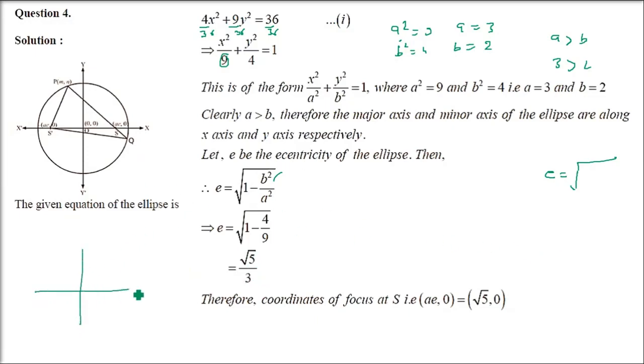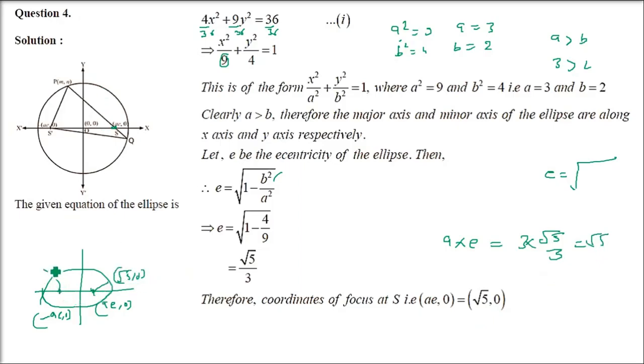And we know that for any horizontal ellipse, we know the focus point or focal point. Foci F1, F2. So this is ae comma 0. This is minus ae comma 0. So we know a, we know e. a is 3. e is root 5 by 3. Multiply them. So 3 into root 5 by 3 is root 5. So root 5, 0 is ae, 0. And the second focus is minus root 5, 0. So these 2 points we got.